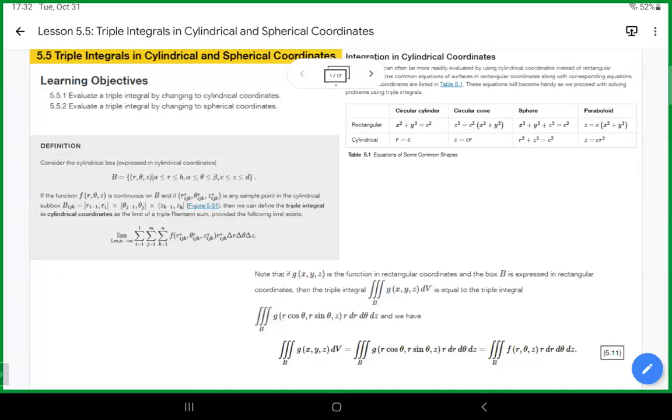So we're going to be doing 5.5 and 5.6 today. So 5.5 is on triple integrals in cylindrical and spherical.